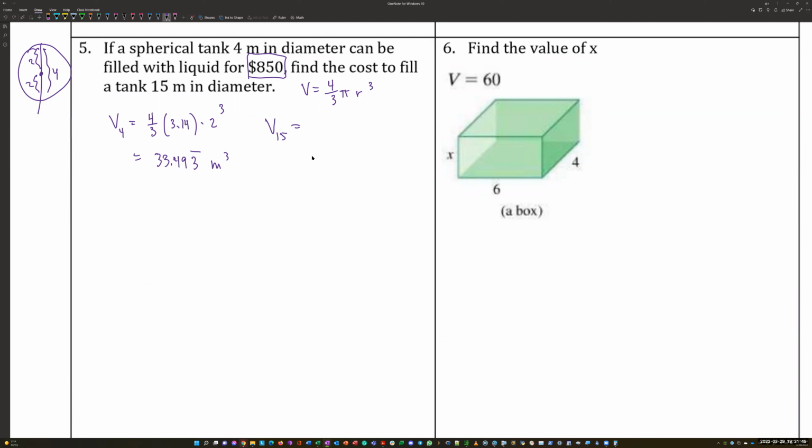The same thing. Four thirds... and then 4, or no, it would be 7.5. Perfect. So 15 divided by 2, 7.5. Just don't forget to cube it. Does that make sense? Any question with that? Nope.